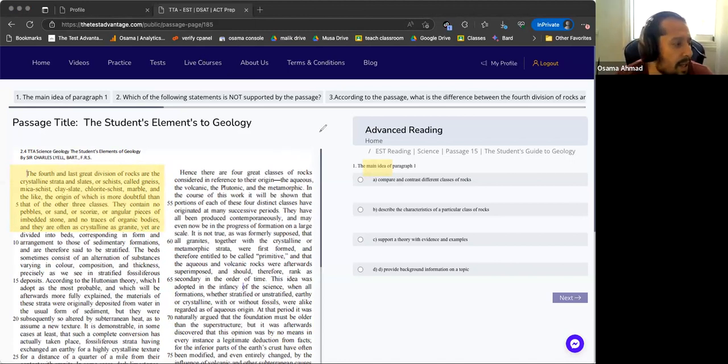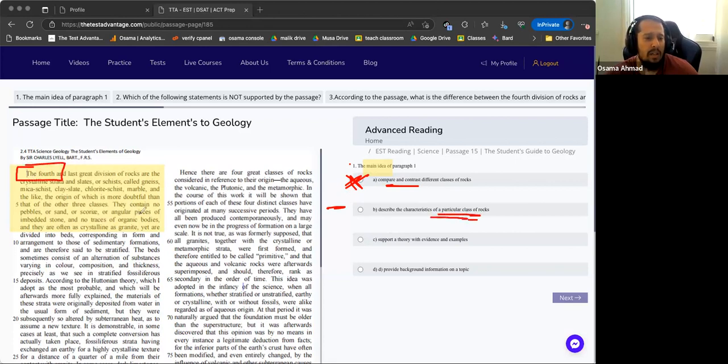So لو بصيت في الإجابات, إجابة A, well, هنا بيقول لي compare and contrast different classes of rocks. We're not comparing and contrasting أي حاجة. هيقول مثلا unlike كذا, unlike this, unlike that, on the other hand, no. So ما عندناش كده, right? إجابة B, describe the characteristics of a particular class of rock. I think so, عشان احنا بنتكلم عن the fourth class. That is a particular class of rock, that class معينة. Right? ونفس الحاجة يا أحمد, ما غيرتش, right?